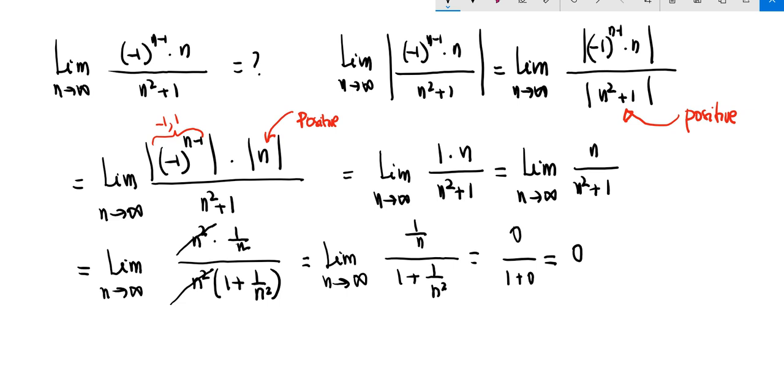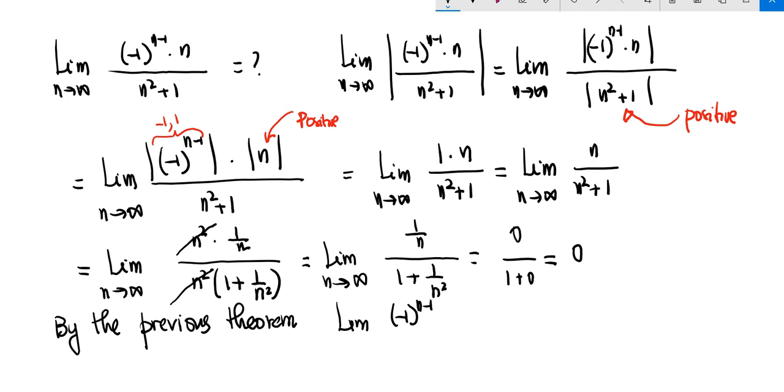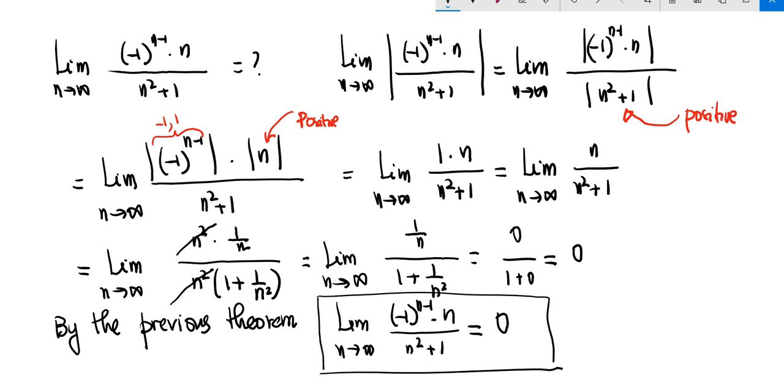And this is good news for us because we can then appeal to the previous result. So by the previous theorem, the limit of (-1)^(n-1) times n over n squared plus 1 as n is approaching infinity will be 0, because the limit of its absolute value is equal to 0.